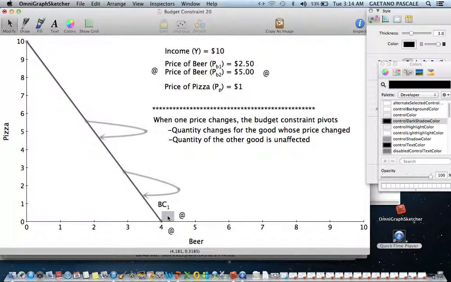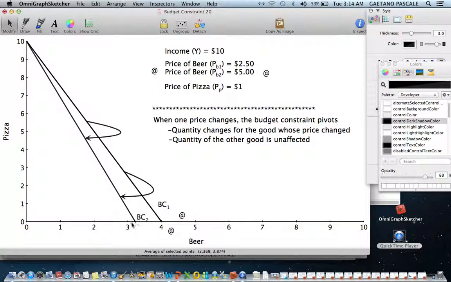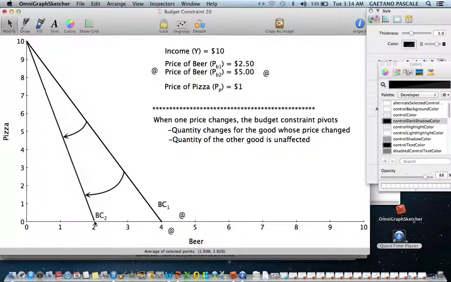But the budget constraint will rotate inward. So let me bring up that budget constraint and let me see if I can show that for you. And here you are. Here is an example of the budget constraint. The phrase I use is rotate inward. It doesn't change when it comes to pizza because I did not change the price of pizza. So the budget constraint rotates inward, and it's illustrating the fact that previously, when the price of beer was equal to $2.50, I could afford to buy 4, but now that the price has gone up to 5, I can only purchase 2.